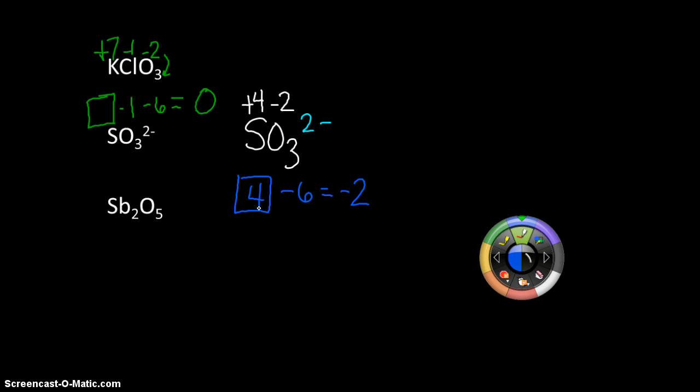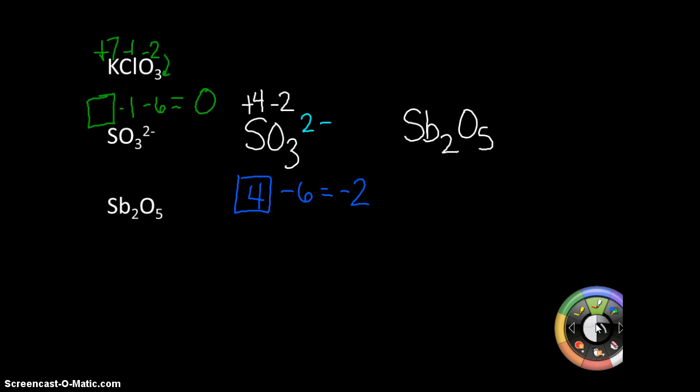Your next example there is Sb2O5. This is a neutral compound, so you're going to want them to get to 0. So oxygen is always going to get its negative 2. Negative 2 times 5 is negative 10. We want to get to 0, so that means we need to get 10 here. So plus 5 times 2 gives you 10.